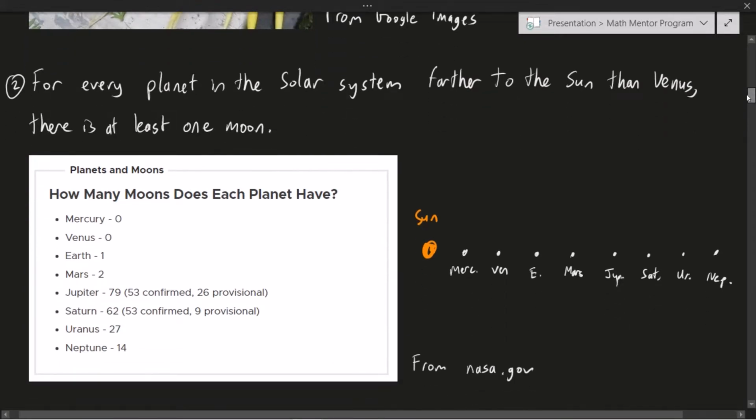Another example is for every planet in the solar system farther from the sun than Venus, there is at least one moon associated to that planet. So this here is some information that I got from NASA. As you can see, every planet after Venus has at least one moon.